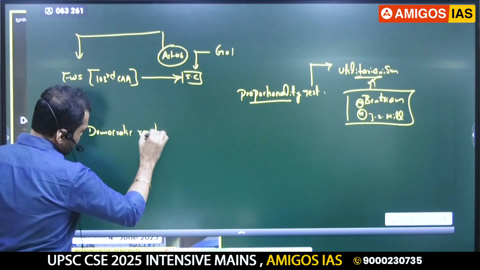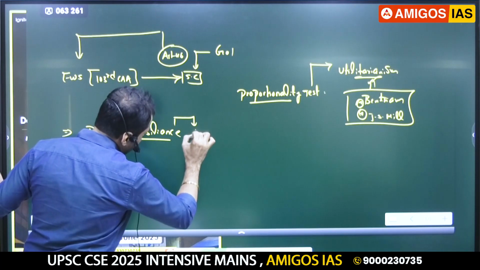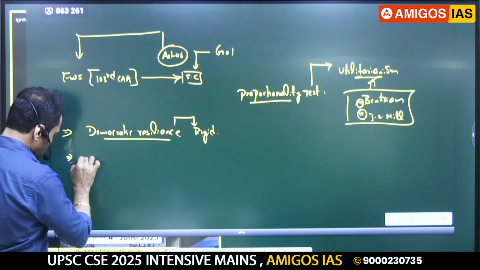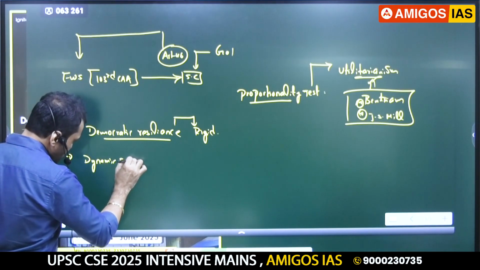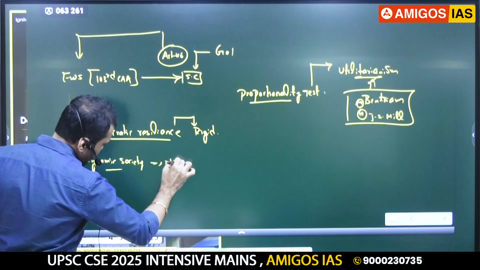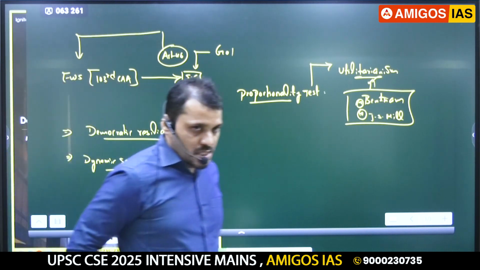Democratic resilience can be protected by being rigid, and a dynamic society can be reflected by being flexible. Okay, so this should be your answer.